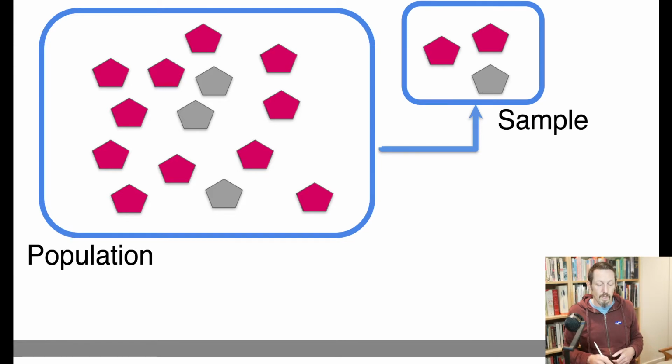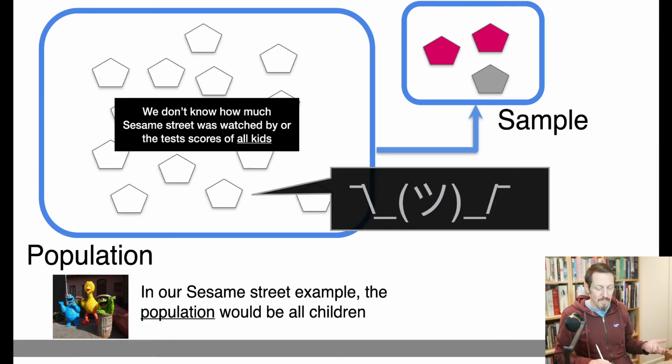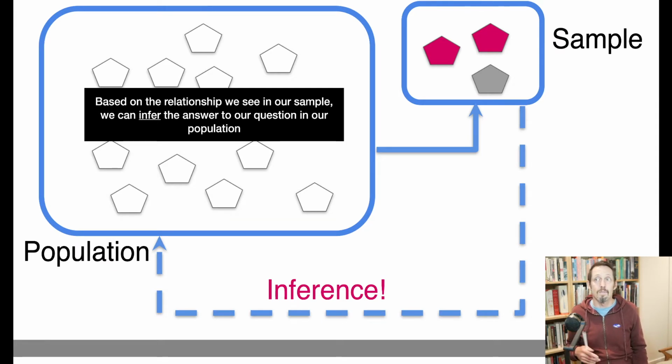Well, we're also going to need a sample of some sort. The problem is that in this example, all children is something that's unobtainable. We don't know how to ask every single kid in the world what their test score is and whether they watch Sesame Street. It's just not a feasible undertaking. So we can't actually know anything about this population of all children, except via the magic of sampling.